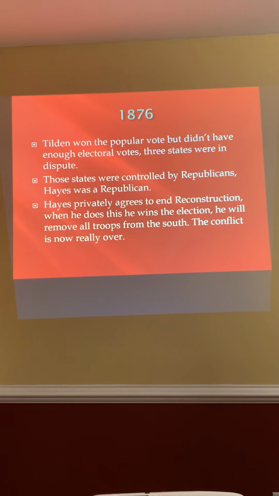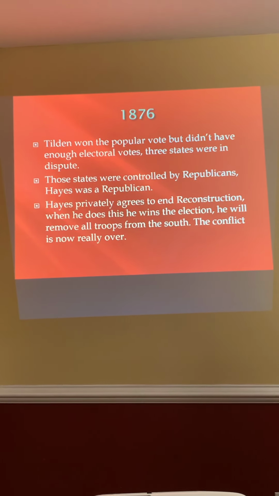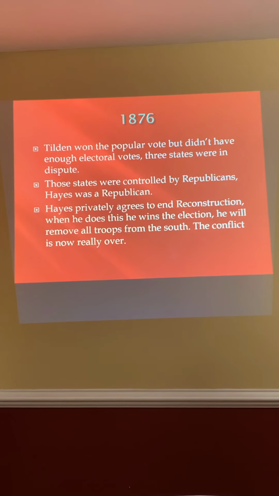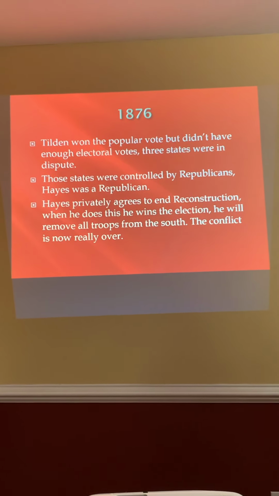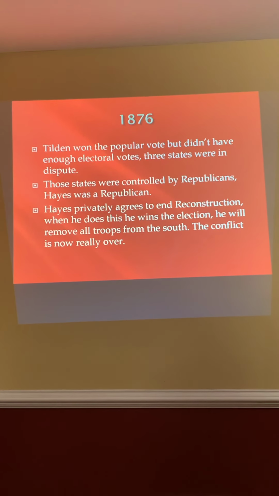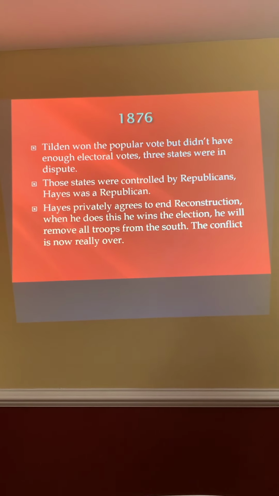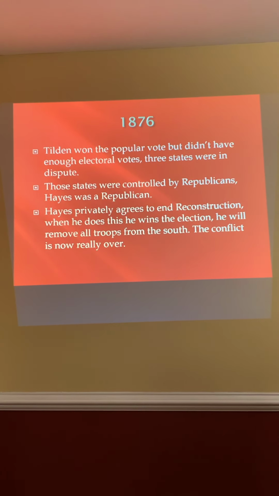So Rutherford B. Hayes, who is a Republican, basically says, I will end Reconstruction. I will pull troops out. I will do anything you want just as long as you get me elected. And those states agree, and those states will put their electoral college votes towards Rutherford B. Hayes. He'll win the election, and now really the conflict is over.